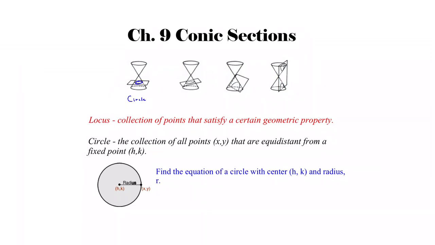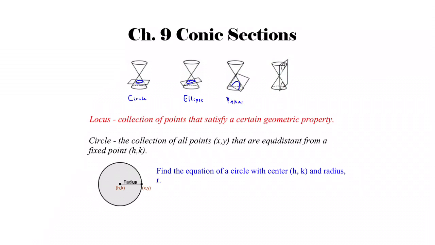And then on the second one, if you go more at an angle, you create an ellipse. And then as you continue, so you can see that one's a little more oval, and then this one would represent a parabola. And then the last one here, it hits actually both sides of the cone, and it represents a hyperbola. And so those would be the four conic sections that we look at in this chapter.